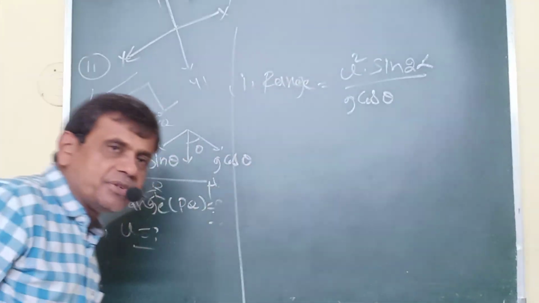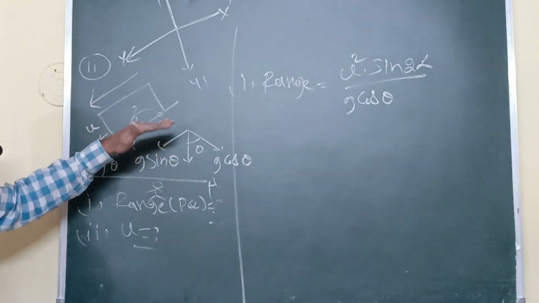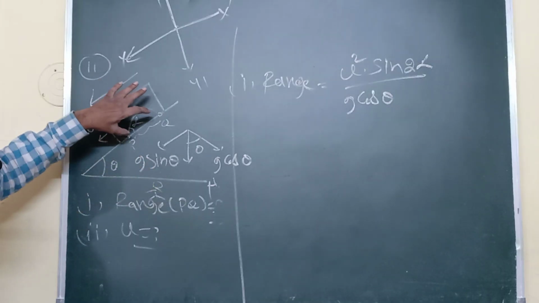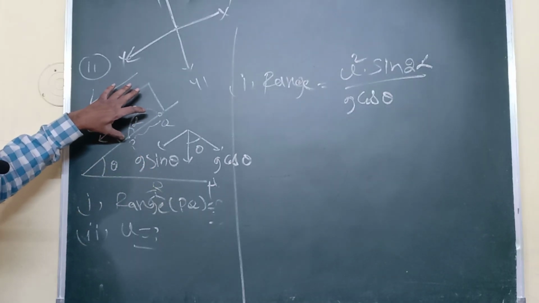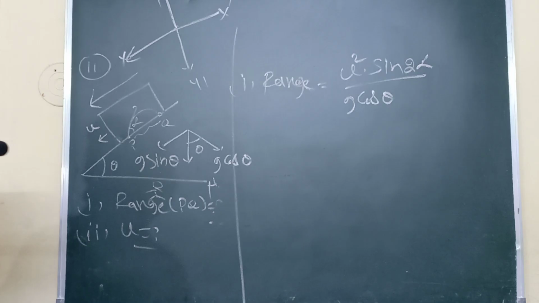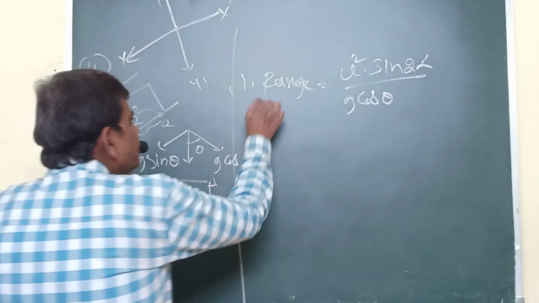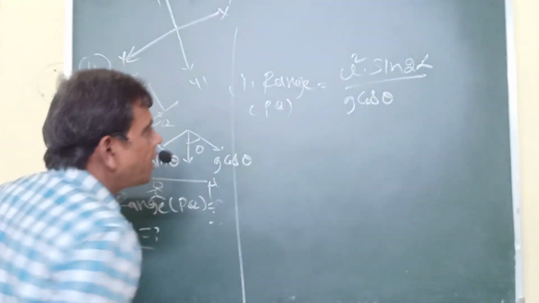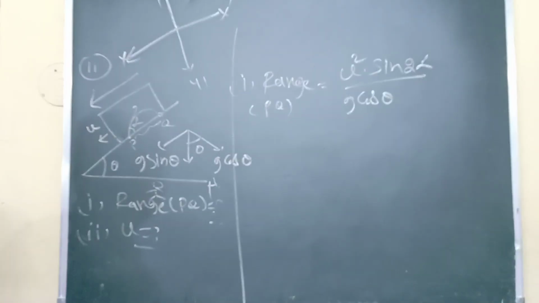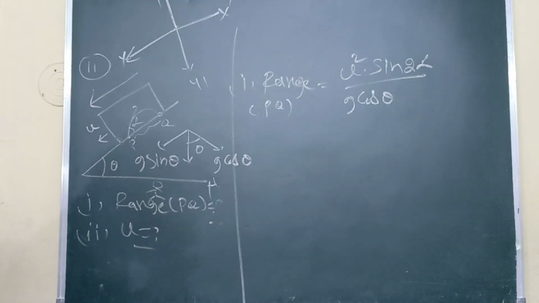So that is the range. In the box, when projected from P to Q, the distance on reaching the box B to Q is called range. Range is PQ, that is U square sin 2 alpha by g cos theta. Range completed. Okay, again you go to what is asking?